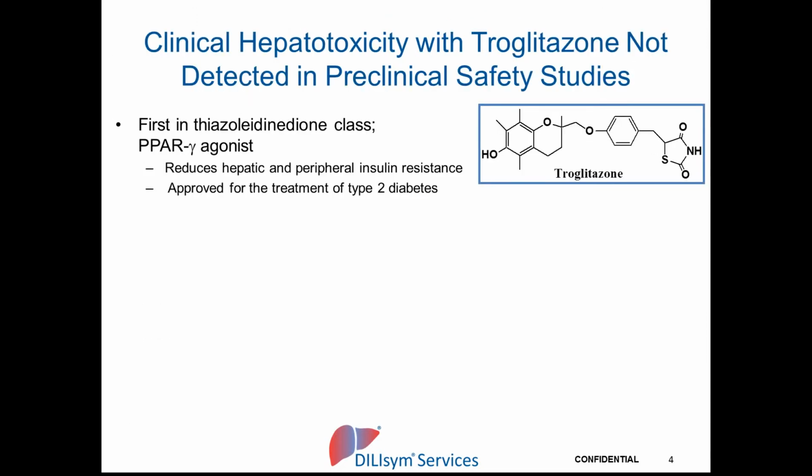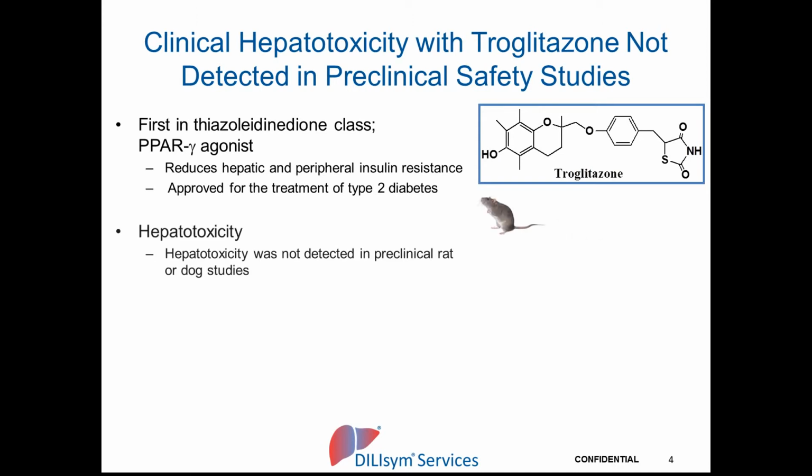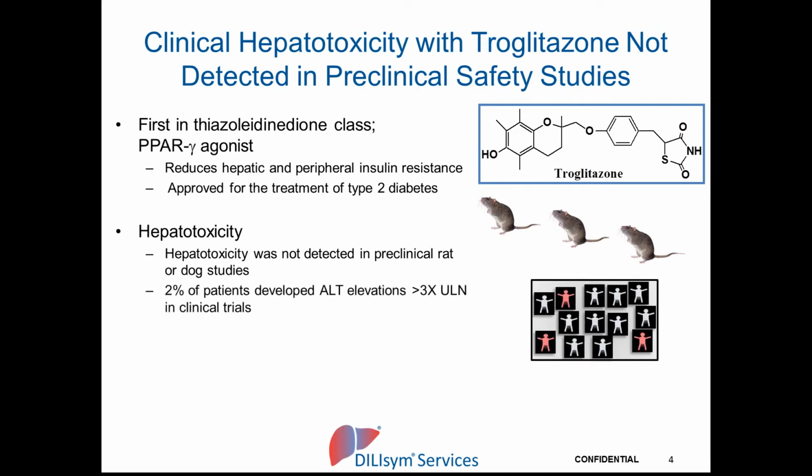So on to the example. Troglitazone was a treatment for type 2 diabetes that reduces hepatic and peripheral insulin resistance. It was first in class of the thiazolidinediones, which means it's a PPAR gamma agonist. However, there was clinical hepatotoxicity observed in patients that wasn't detected in preclinical rat or dog studies.